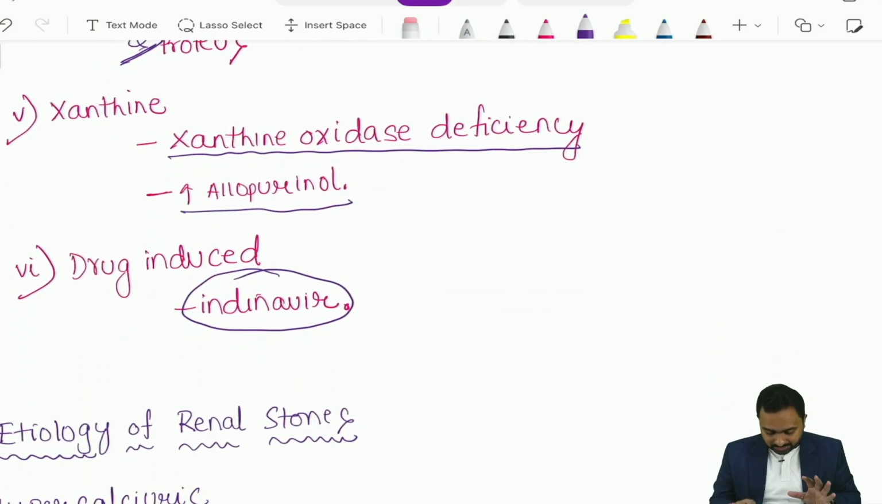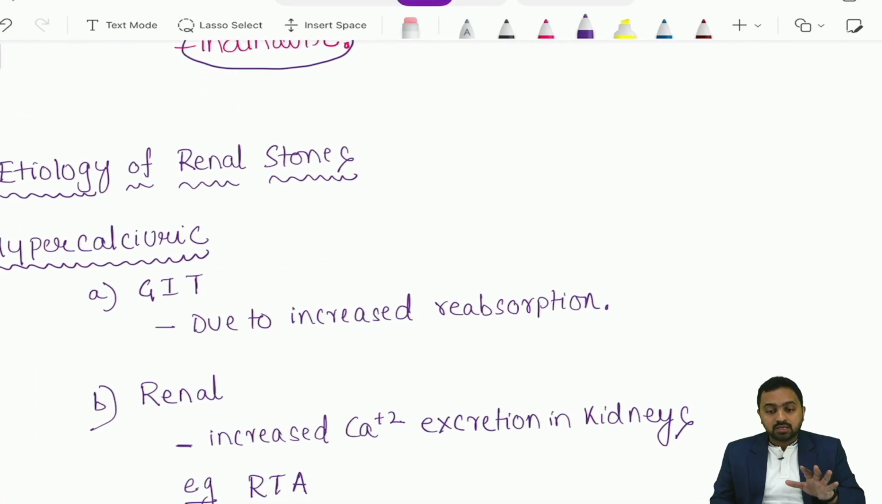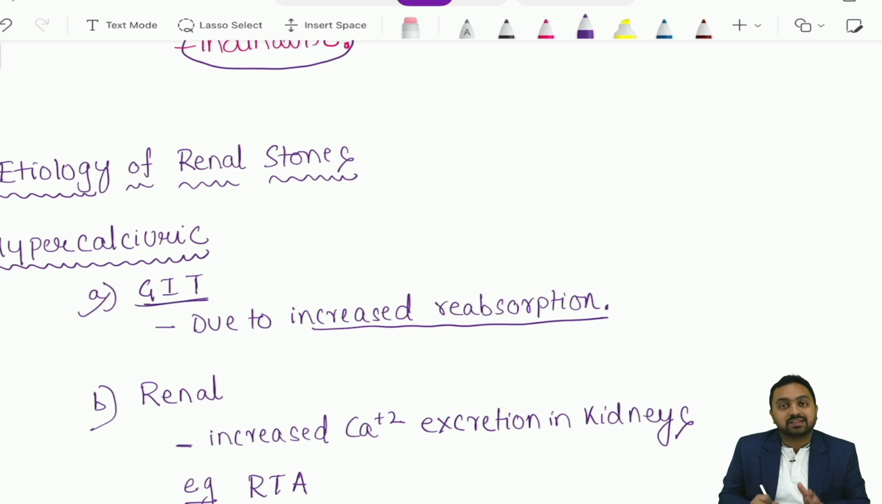Now, coming down to the next part is the etiology of your renal stone, right? It could be because of hypercalciuria, that is increase in the calcium. How can it be? Why can it be caused by high calcium levels? Because of your increased reabsorption from your gastrointestinal tract.